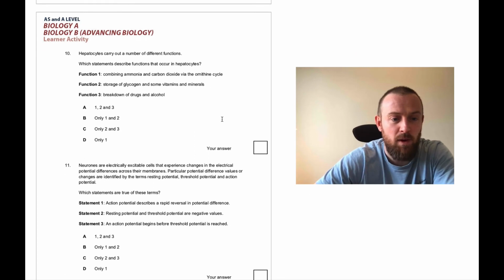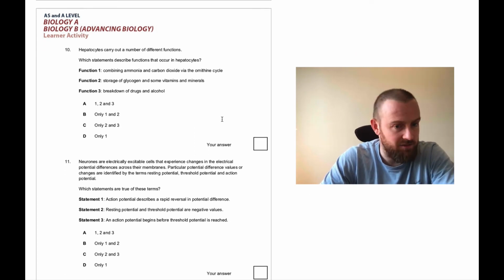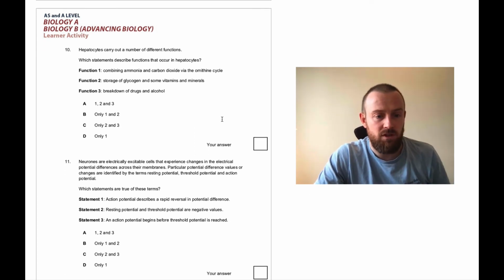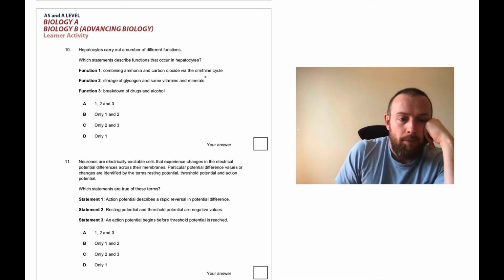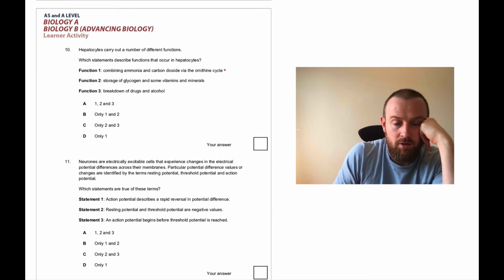All right, question 10, halfway. Hepatocytes, those are liver cells, carry out a number of different functions. Which statement describes functions that occur in hepatocytes? Combining ammonia and carbon dioxide via the ornithine cycle. Yes, that happens in the liver. Storage of glycogens and some vitamins and minerals. Yes, that happens in the liver.